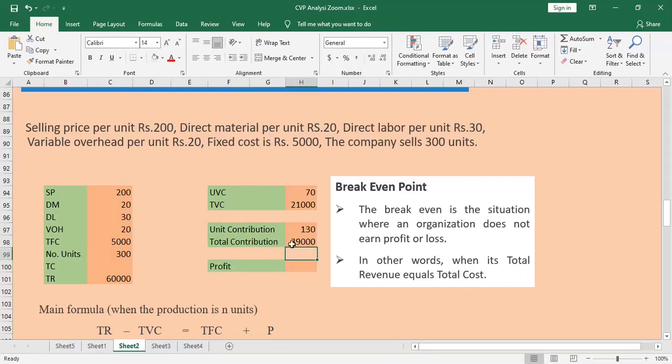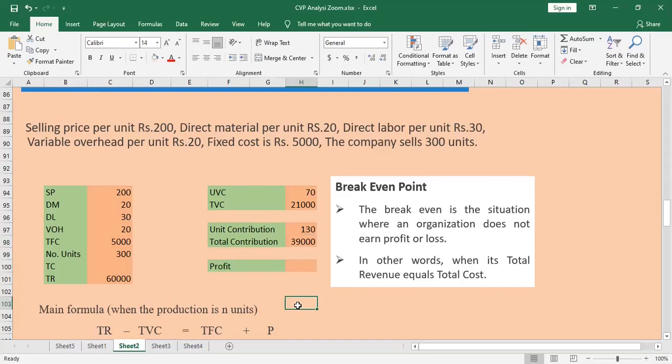Okay, now we have already calculated the unit contribution. Now just remember, this value is not in terms of rupees, it is per unit, but this value is in terms of rupees, that is the total contribution in rupees value, right? Now I want to calculate the total cost.